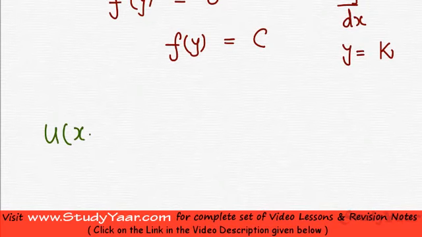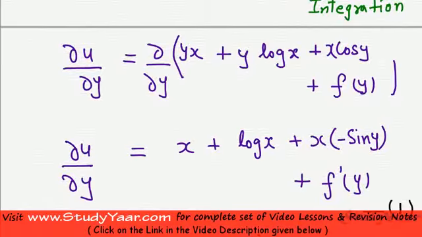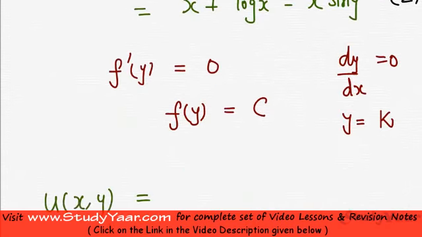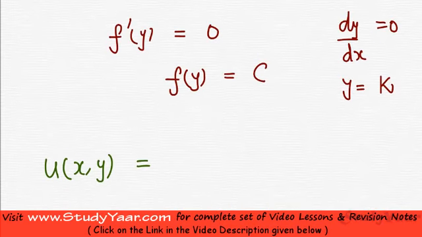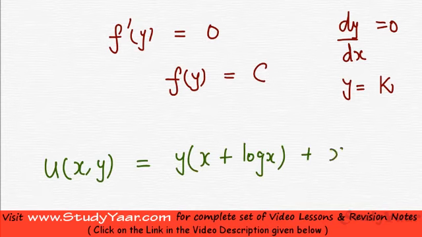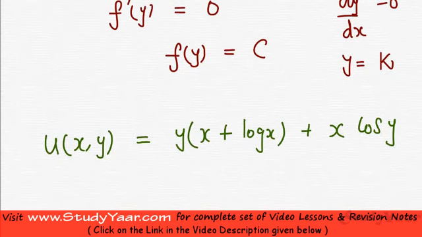So I'm just going to write over here that u of x comma y is equal to y into x plus log x plus x into cos y plus f of y, which is a constant. Let us say it is equal to k. So I have u of x y equal to this.